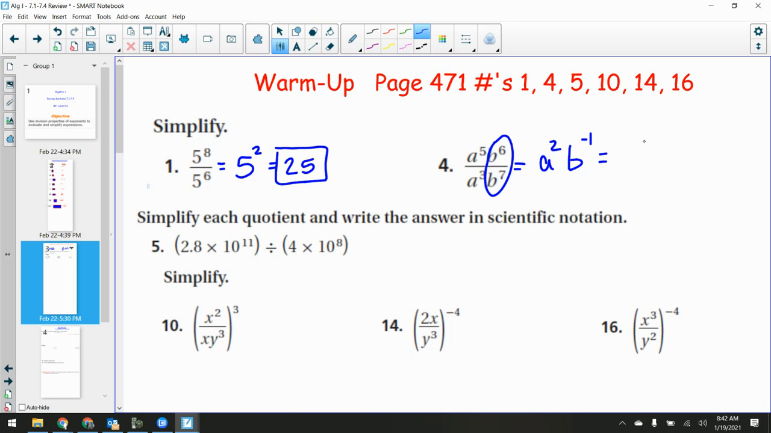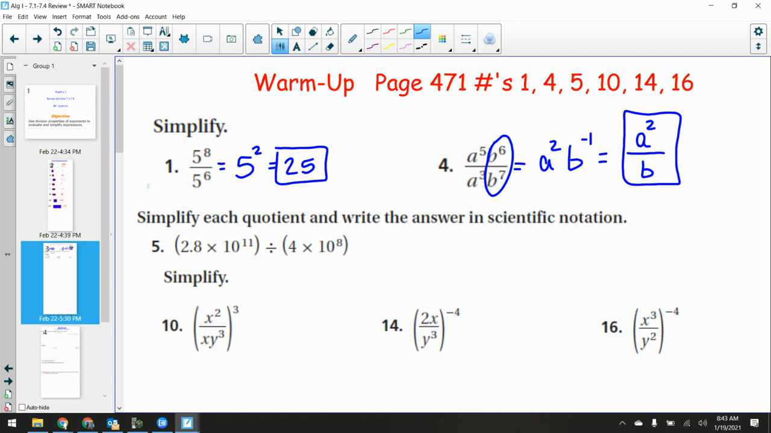So the a squared stays on the top because it's a positive exponent. Don't touch it. Remember, we always said positive is happy, leave where it is. Negative is unhappy, move it. So b to the positive first. Now, do I need to write a positive first power? No, I don't need to. So we can just write a squared over b for my answer. Questions on that one?